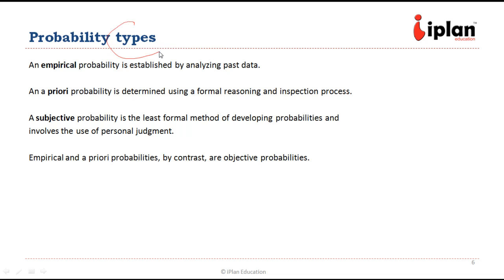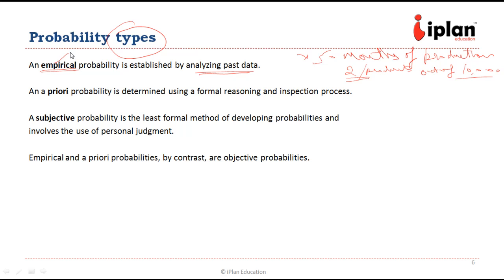Here we talk about the types of probability. First, an empirical probability. It is established by analyzing past data. For example, if we are looking at the last 50 months of the production data of a company, and we find that every month on average there are two products out of say 10,000 products which are faulty. Based on this information we can assign a probability of a faulty product in the production. This is based on past data. So this kind of probability is called empirical probability, since we have calculated it based on past experiences.